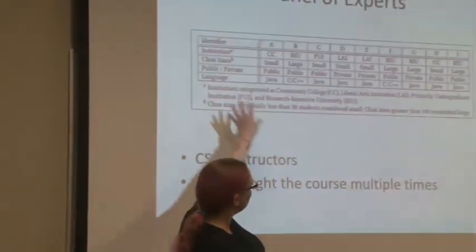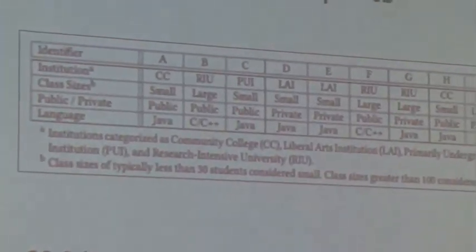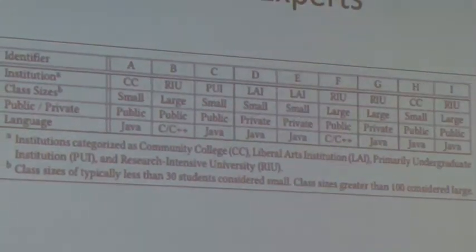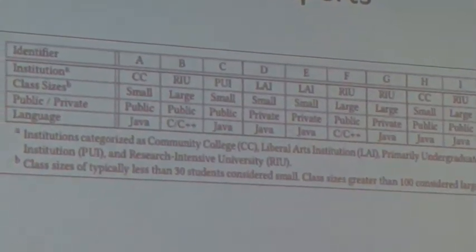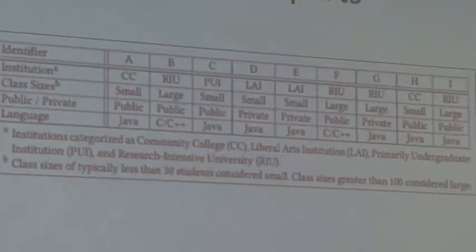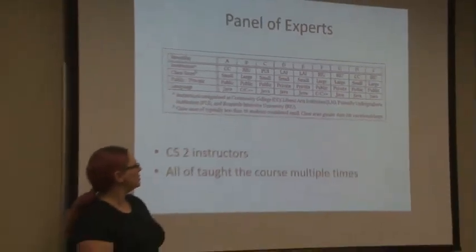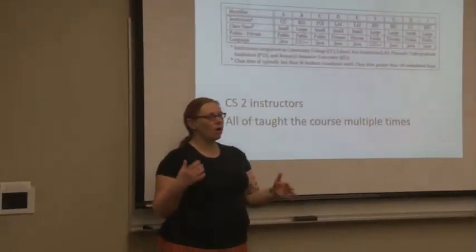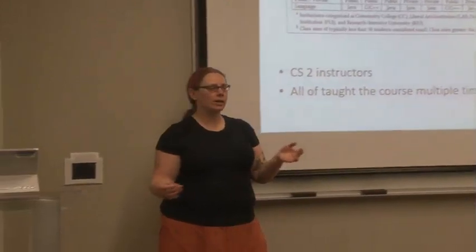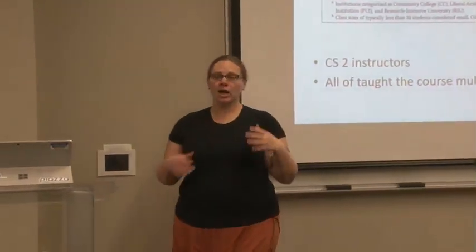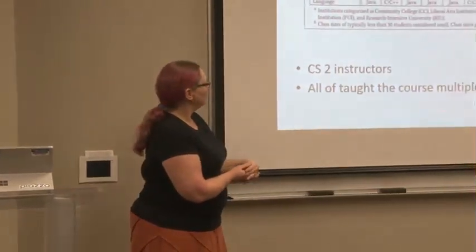So if you look at this chart here, we have 2 people from community colleges, 2 from liberal arts institutions, 4 from big research schools, and then 1 from a public school that focuses on undergraduate education. They're from a range of public and private institutions. They have both small and large class sizes, so we were looking at people who are teaching this to hundreds of students as well as people who are teaching this to 20s of students. So we try to get a wide variety.